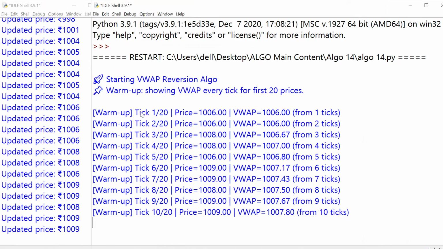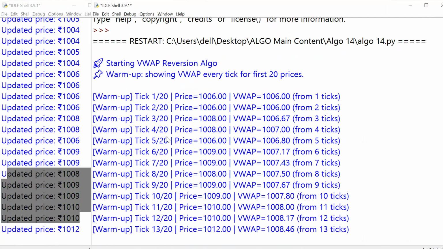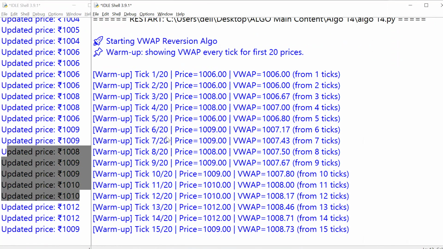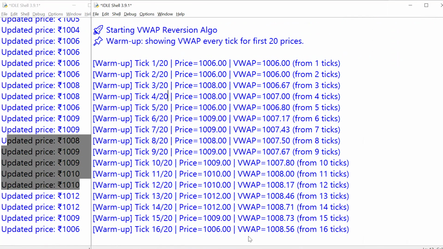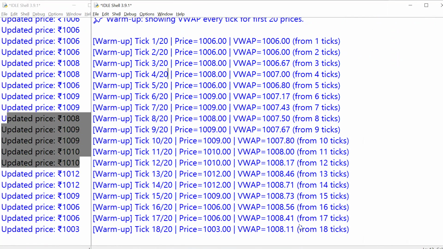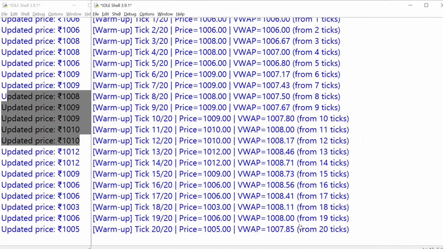So now, one price is continuously updating. This is the price from the exchange. We have no control over it. And this is a price which has been collected from the exchange, and we are calculating the VWAP also. The volume is considered to be 1 for each tick. So for our Algo, we have considered volume as only 1 tick.